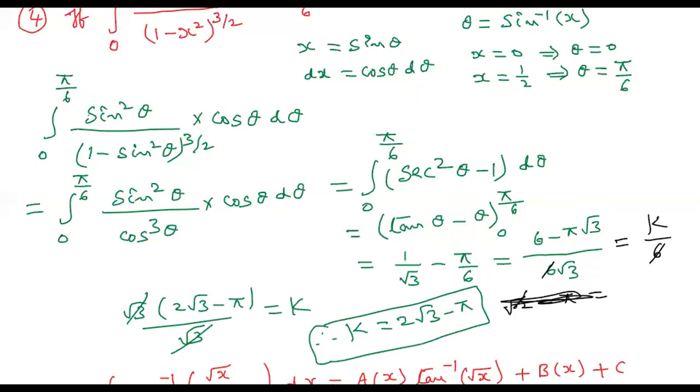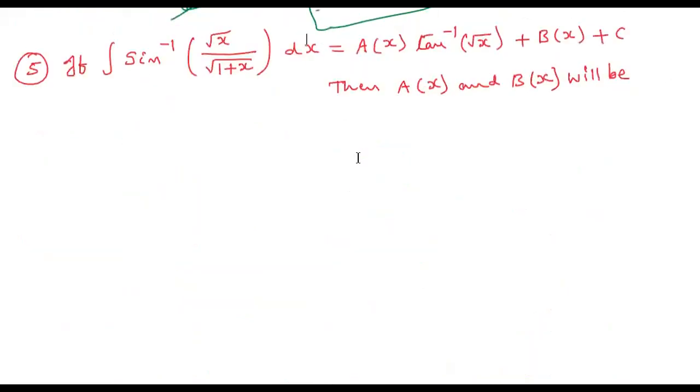In place of x square, substitute sine theta. In place of x, substitute sine theta. Then we get... So I'm going to the next question. Question number 5. This is integration only. Observe here, sine inverse of something is there. First, draw a right angle triangle. So I'm going to convert into tan inverse because here tan inverse terms are there.